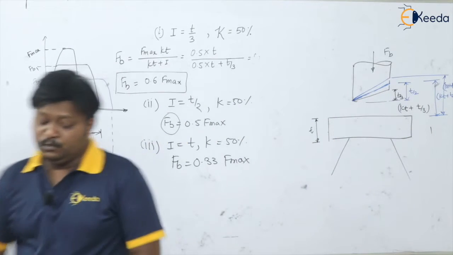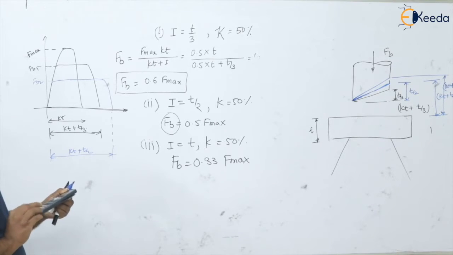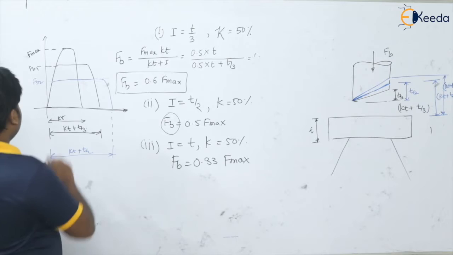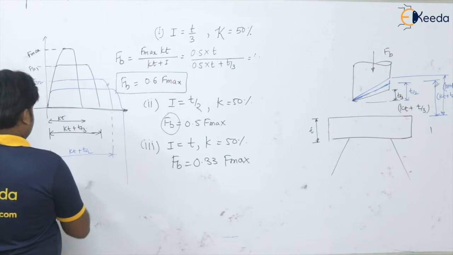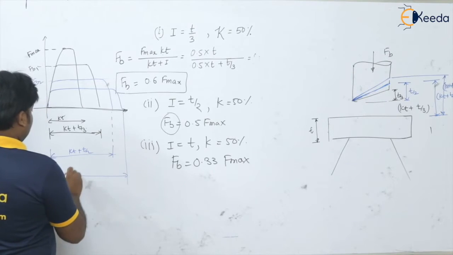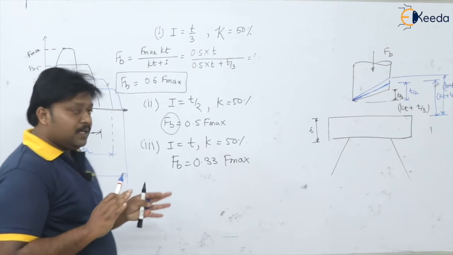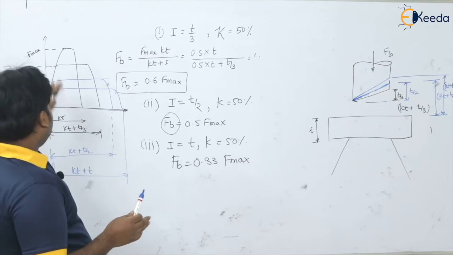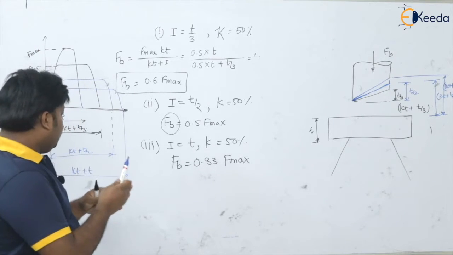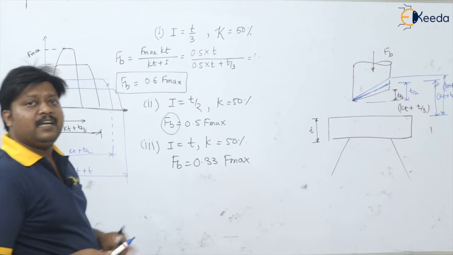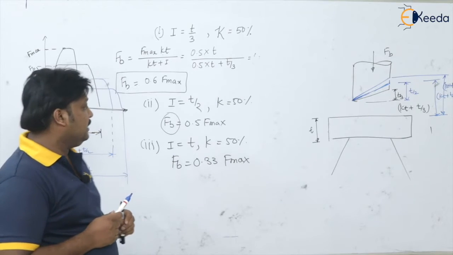Now your load is going to be decreased by 67%. Load is going to be decreased by 67%, but your travel of the punch is going to be kt plus t. Okay, so in any regard, you can see here either load is decreasing but the travel of the punch is increasing, so work done is, again you can see, same here. But what is happening with the tool, that is very important thing here.